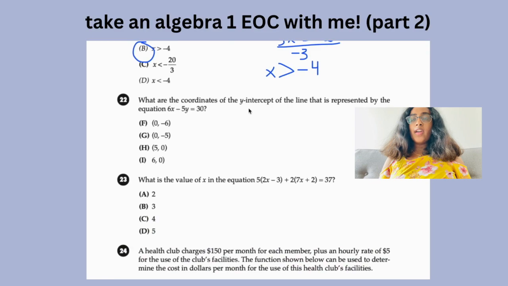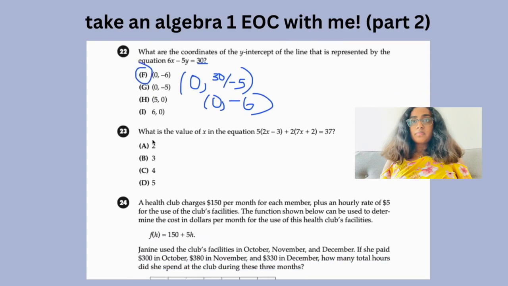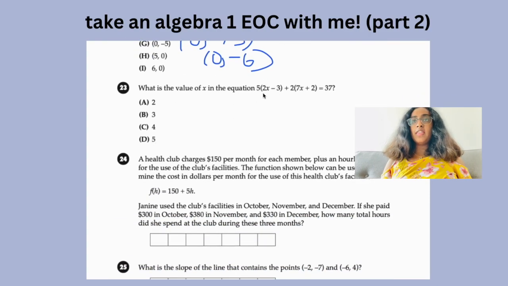What are the coordinates of the y-intercept of the line that's represented by the equation 6x minus 5y equals 30? If you call back to our standard form song again, the y-intercept has a value 0, c over b. So we have 0, and then c in this case would be 30, because this is ax plus by equals c, so 30. And then b would just be minus 5, because that's the coefficient of y. So that would be 0, minus 6. That is our answer.